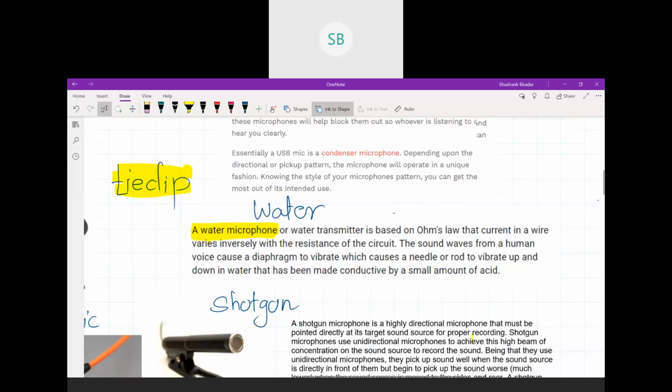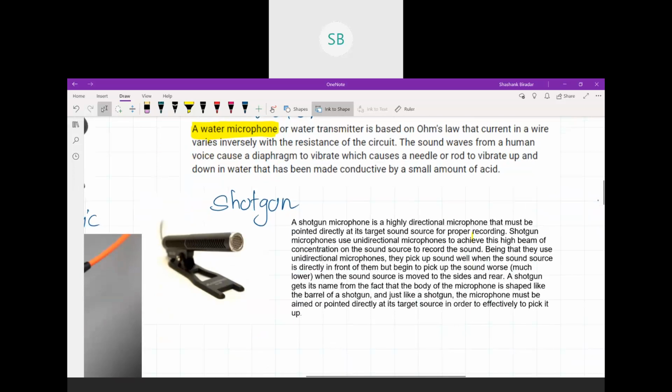Then coming to the shotgun. Basically, shotgun type microphones, you have seen in movie recording or live coverage or film recording.